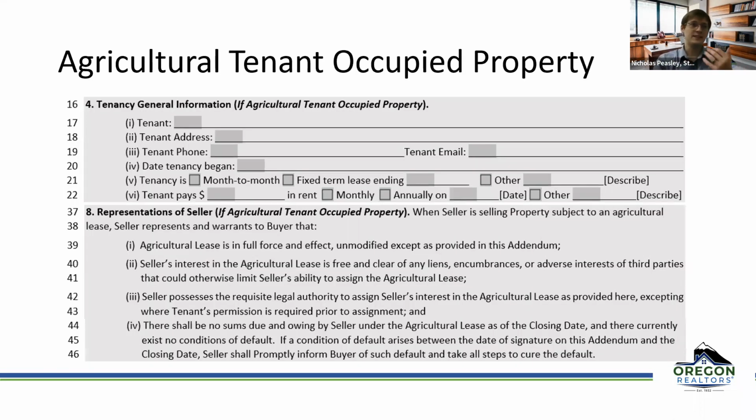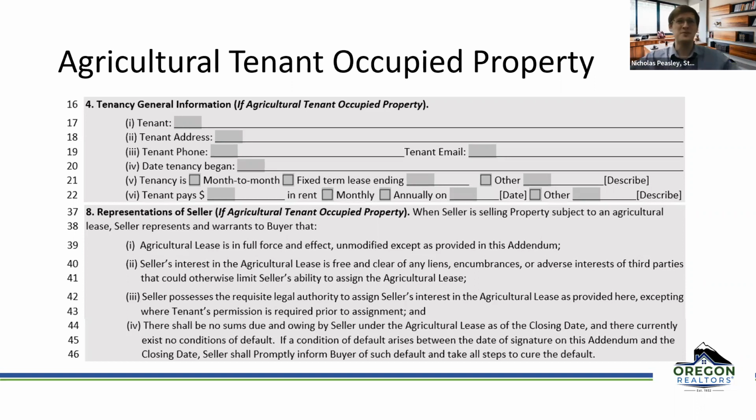The document itself has various information that you provide, general information about the tenant if it's got a tenant. It's got various representations that the seller is agreeing to. They're basically saying, yep, the lease is valid. It hasn't been modified, or if it has been modified, you've seen those addendums. My interest in the lease is not encumbered by anything. I can transfer it across to you. The seller has the ability to do these kinds of things.